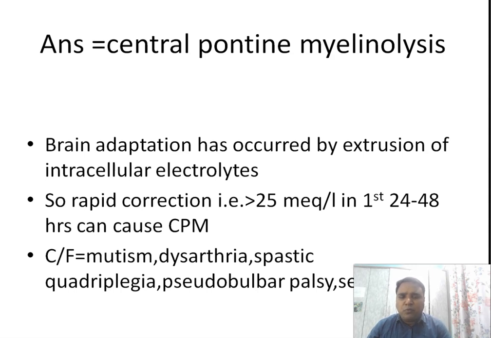If the correction is by more than 25 milliequivalents per liter in the first 24 to 48 hours, then it can cause central pontine myelinolysis. The clinical features would be mutism and dysarthria. It can present with spastic quadriplegia, pseudobulbar palsy or even seizures. So we have to be very, very careful while correcting the sodium level in a case of chronic hyponatremia.